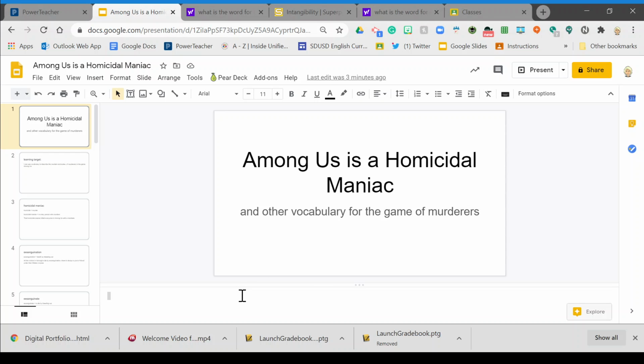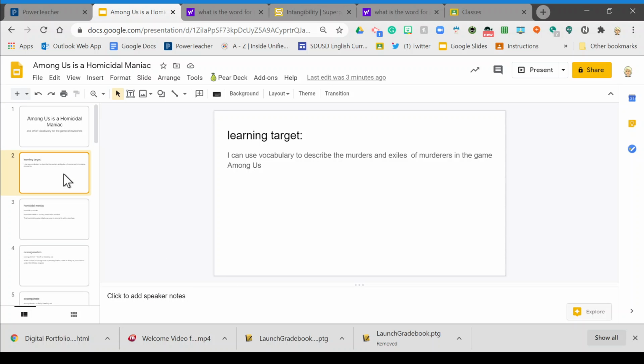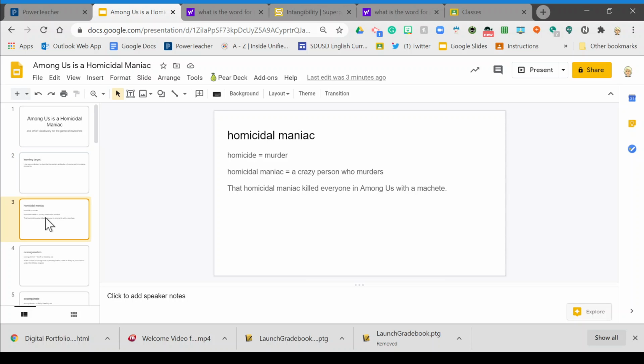Among Us: homicidal maniac and other vocabulary words for the game of murderers. Learning target: I can use vocabulary to describe the murders and exiles of murderers in the game Among Us.